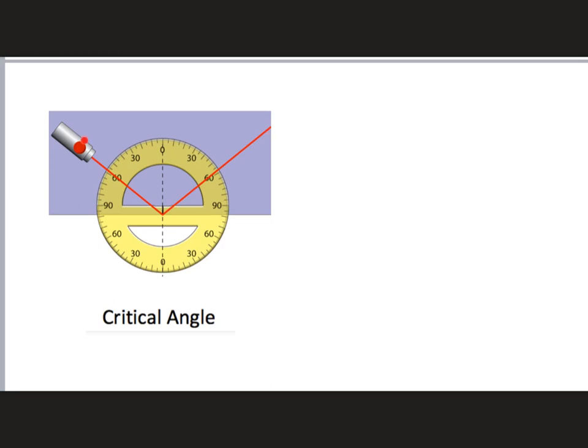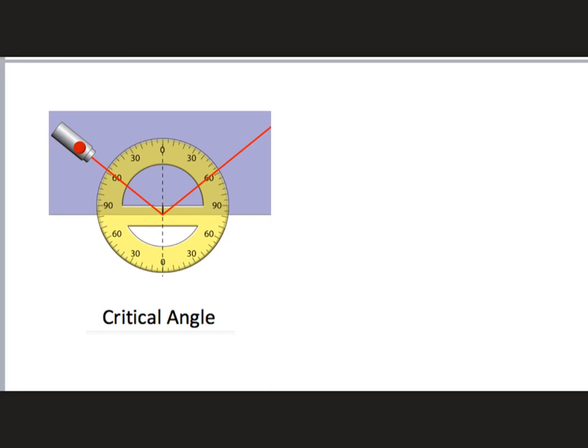And as I increase the angle further, this angle is increasing as well, because the angle of incidence still equals the angle of reflection. But that ray that was formerly transmitted into the second medium is no longer there. And the minimum angle, the smallest angle that you can find that makes that true so that the light is totally internally reflected, that's called the critical angle, the smallest angle for which the light will be totally internally reflected.